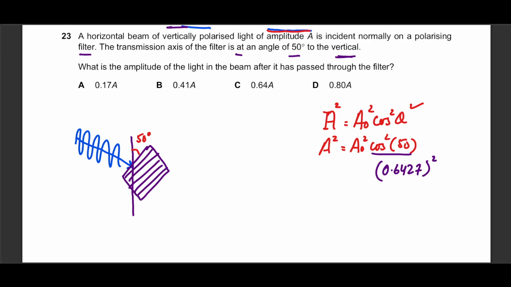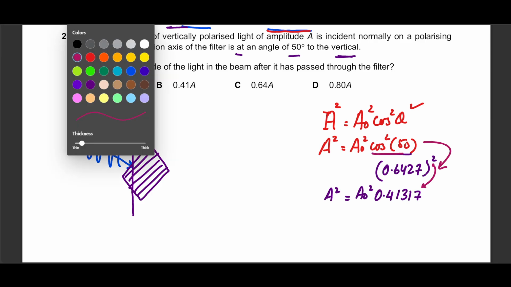Now you take its square. This becomes 0.41317 and so on, of course. And this is still A naught square equals to A square. So this is one of the steps that you might do incorrectly. Take cos 50 first and then take its square to get the value. If you try to do this in one step on the calculator, I haven't been able to get it. It actually gives you a wrong answer.